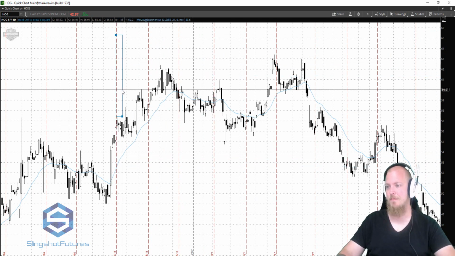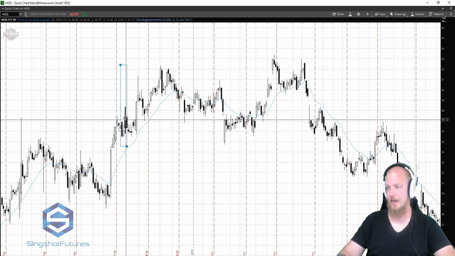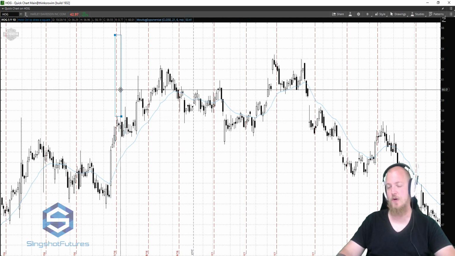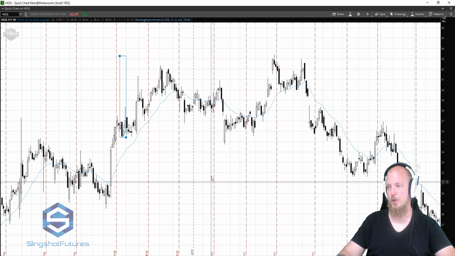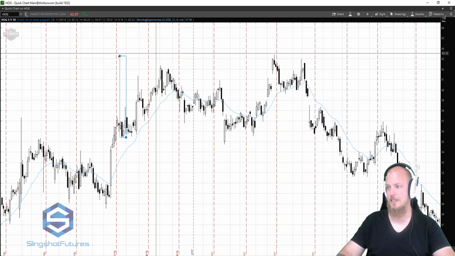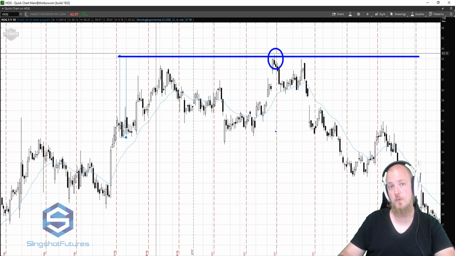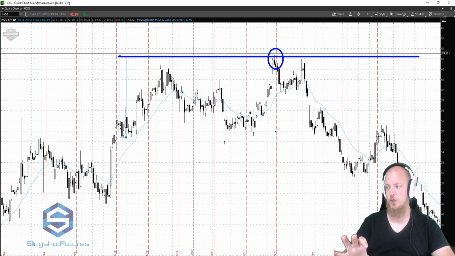But we can take the same box. This is the measurement of this initial spike higher. And instead of putting it all the way up on the highs for a deviation, we're going to put it on the pullback. And here we can see a little bit of a different scenario. Notice where it went up to, and notice where all the resistance came in. A lot of traders utilize that move up. They measured the pullback.